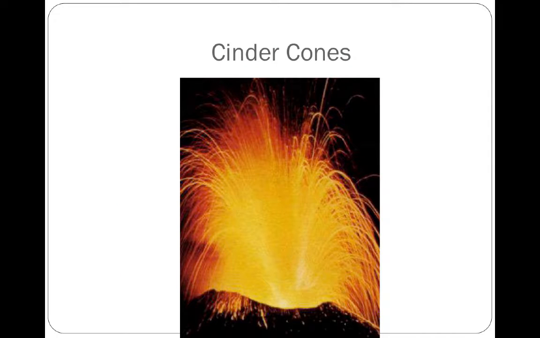Next, we have the cinder cones. And cinder cones can exist separately as a volcano in and of themselves, or they can be stuck on the flanks of a larger volcano, like a shield volcano. They're pyroclastic mounds with very steep slopes but low heights, and they tend to be very symmetrical around their vent.